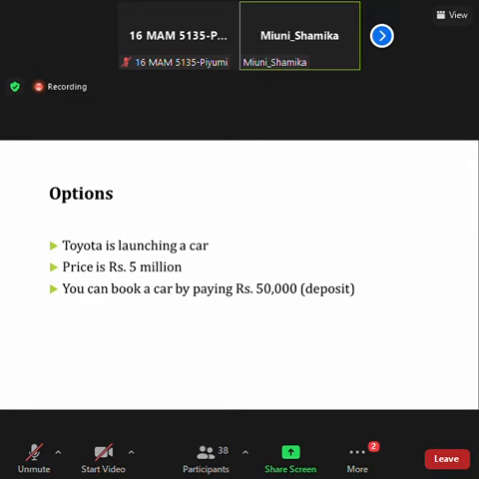Say Toyota is launching a car, price is rupees 5 million. You can book a car by paying rupees 50,000 deposit. By paying rupees 50,000 deposit, you are buying an option to buy this car. What if you don't want to buy the car?